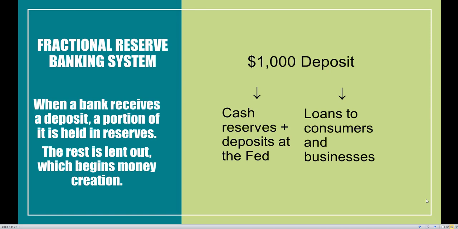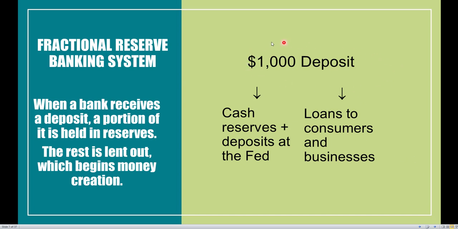How much new money can be created within the banking system from one new deposit? We take a look at the fractional reserve banking system to see this. The fractional reserve banking system is what the United States currently uses within all of its banking. So here, when a bank receives a deposit, a portion of it is held in reserves, and the other portion of it is going to be lent out. So just the entire process that we've been talking about through this entire chapter.